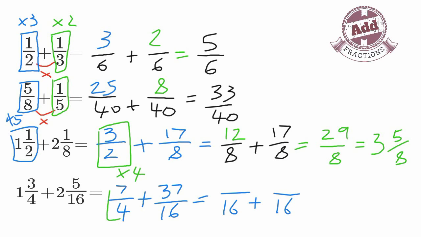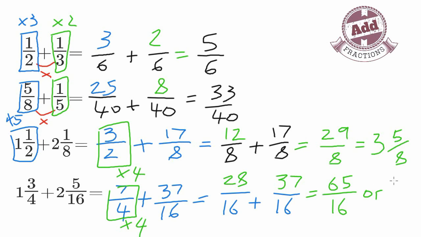So let's have a look at this first number. Again, we need to times it by 4. 4 times 4 is 16. 4 times 7 is 28. 28 and 37. So that will give us 65 16ths. Or we could write that as a mixed number fraction. So that would give us 4 16ths are 64, and that would be 1 remainder. So 4 and 1 16th.